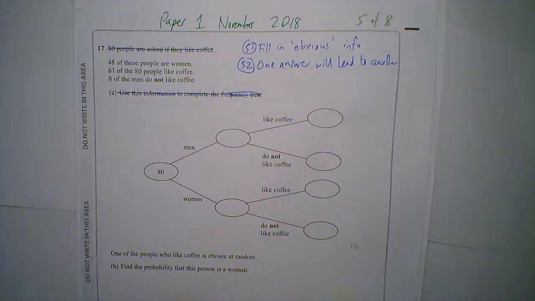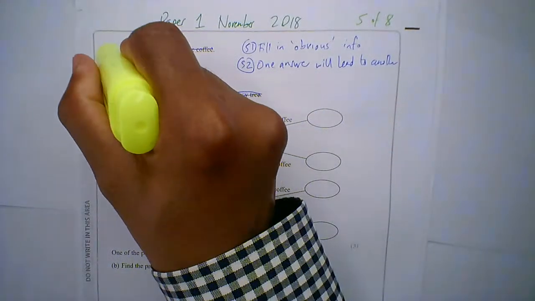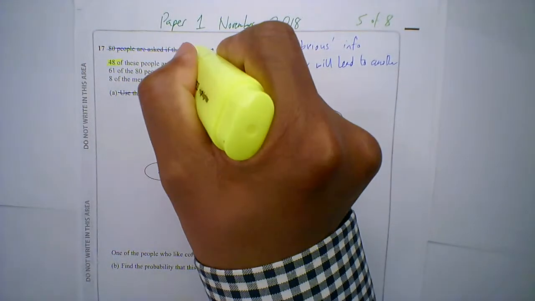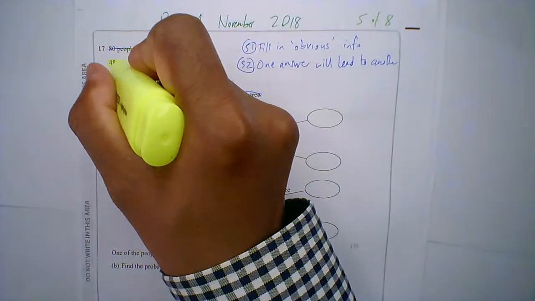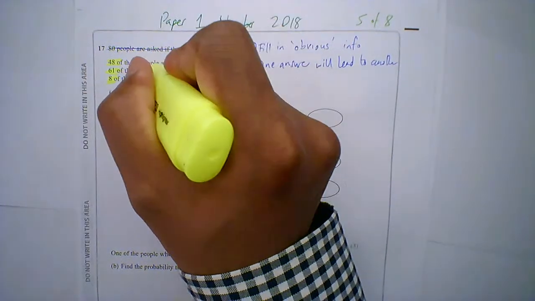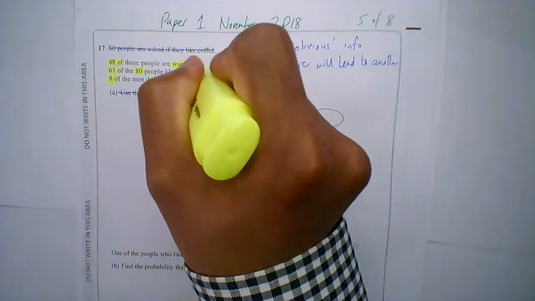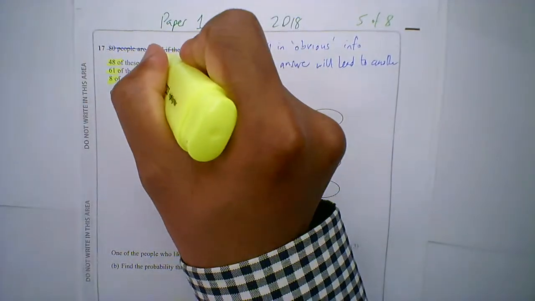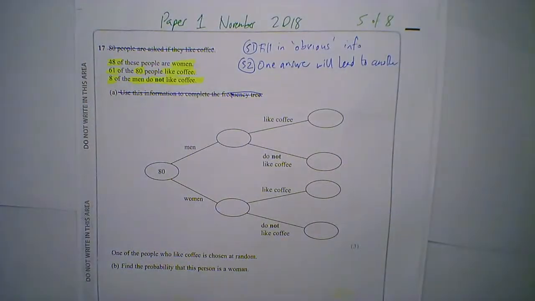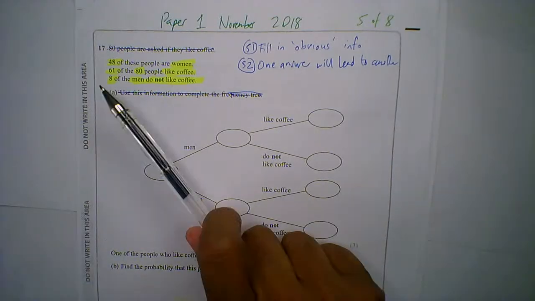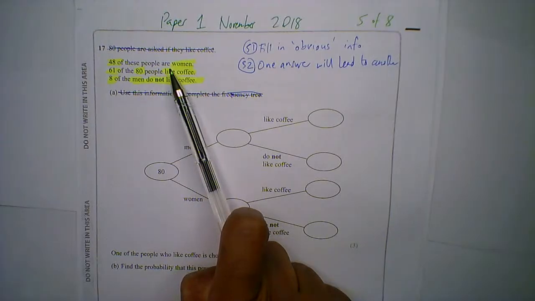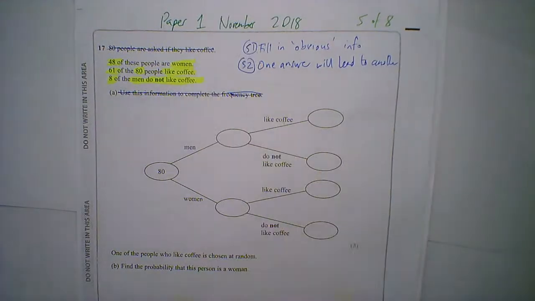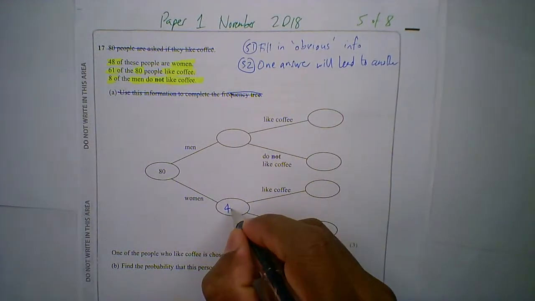Okay, so 48 of these people are women. 61 of the 80 people like coffee. 8 of the men do not like coffee. So that's clear in our information. So we're just reading it, analyzing it, understanding it. 48 of these people are women. So that's the first obvious information. We can put 48 here.